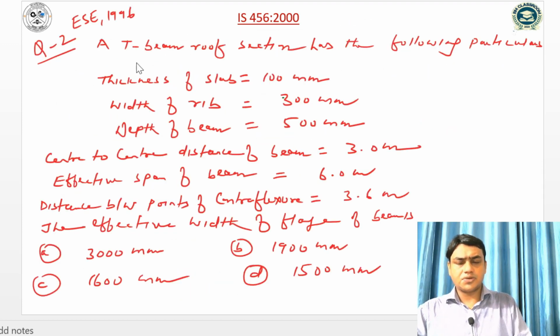Let us take another question. This question was asked in ESE 1996. A T-beam roof section has the following particulars. Thickness of slab is 100 mm, width of rib is 300 mm, depth of T-beam is 500 mm, center to center distance of the beams is 3 meters, effective span of the beam is 6 meters, and distance between points of contraflexure is 3.6 meters. We have to find the effective width of the flange.